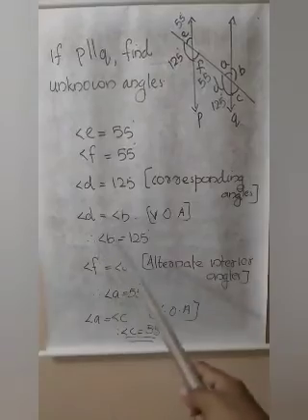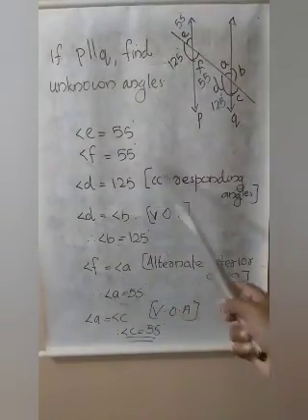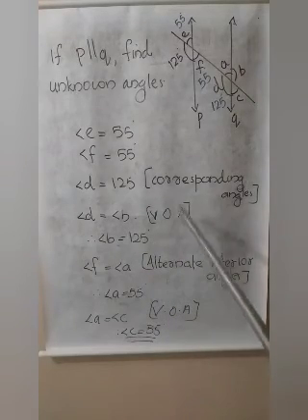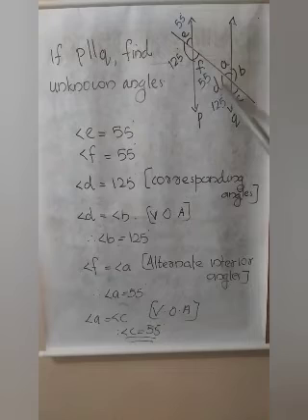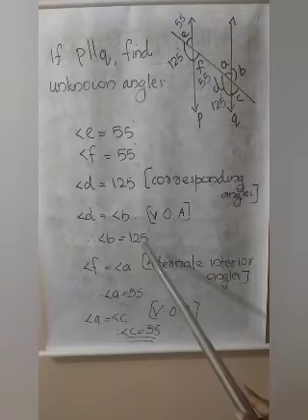So angle D is equal to 125 degrees because of corresponding angles. Now angle D equals angle B. What is the reason? Vertically opposite angles. D and B are vertically opposite angles. So from that we have angle B equal to 125 degrees.